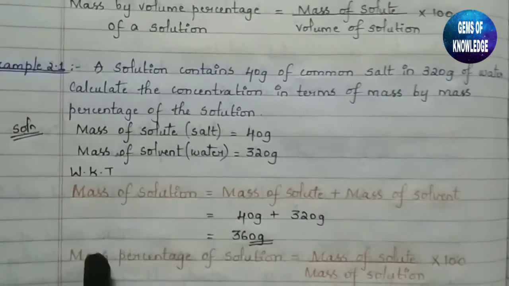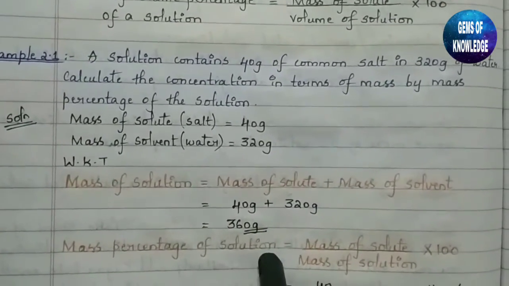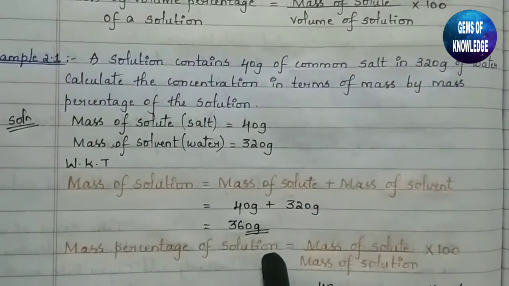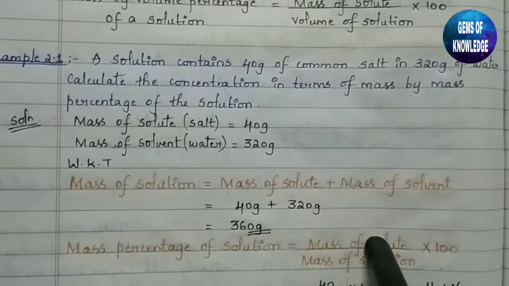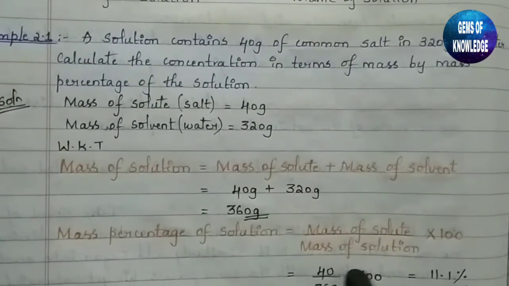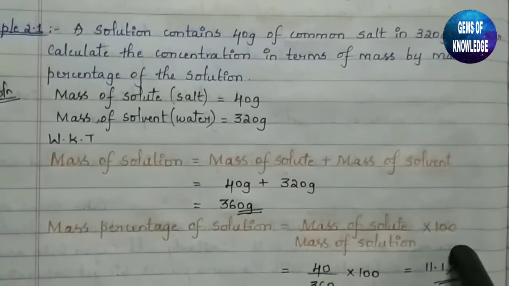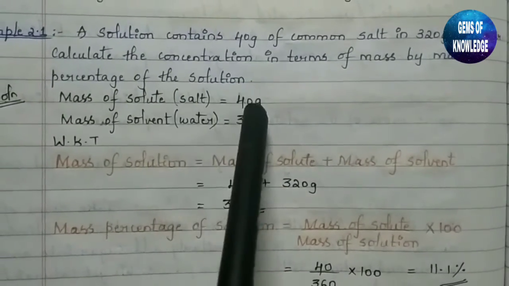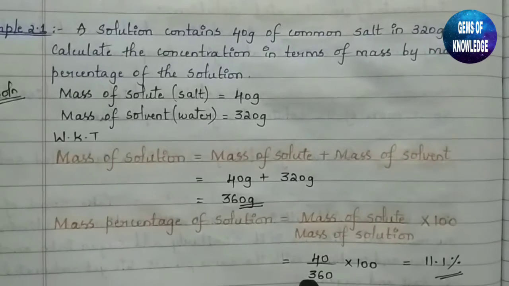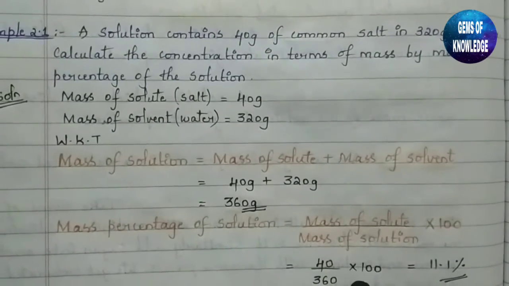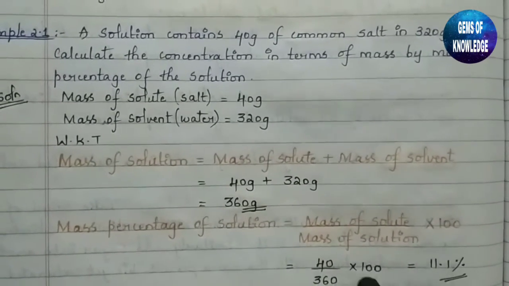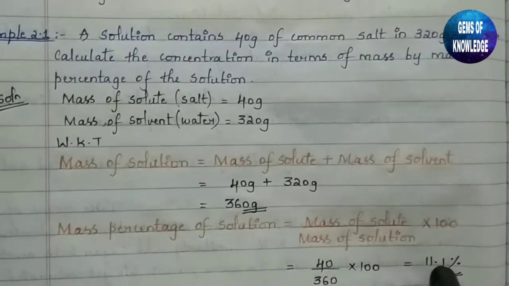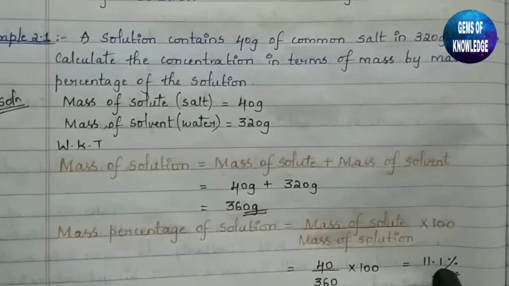grams. Then the mass percentage of the solution is equal to the mass of the solute divided by the mass of the solution, multiplied by 100. The mass of the solute is 40 grams, divided by the mass of the solution, 360, multiplied by 100. When we divide and multiply by 100, we get 11.1 percent.